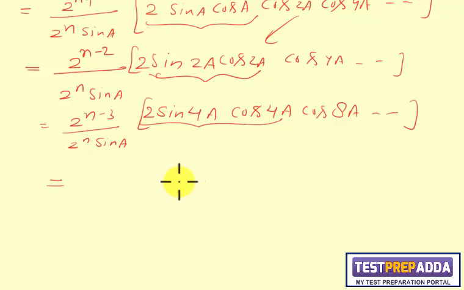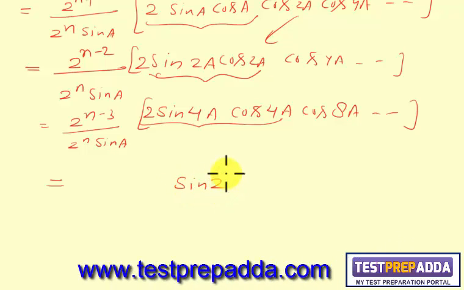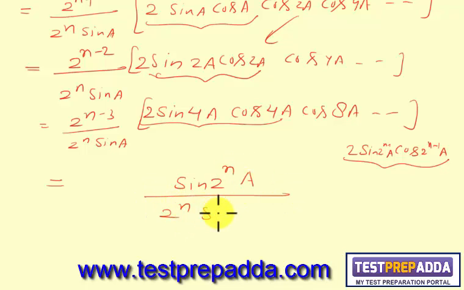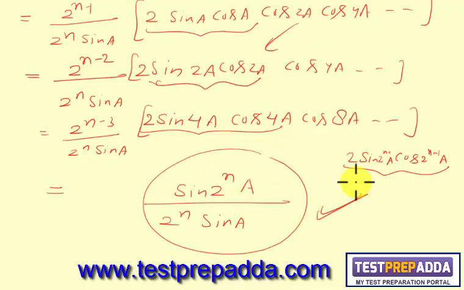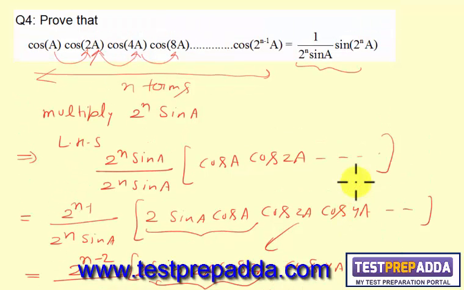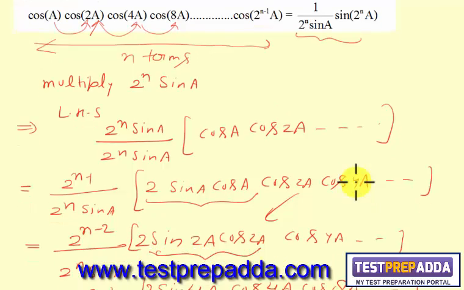In this manner, if you go on, at the end you are going to get sin 2 to the power n A. Why? Because at the end one term is cos 2 to the power n minus 1 A, and from this side you are going to get sin 2 to the power n minus 1 A and 2. Because of this, it will become sin 2 into 2 to the power n minus 1 A, so that is 2 to the power n A upon 2 to the power n sin A is already there, hence proved. You can check the result: sin 2 to the power n A upon 2 to the power n sin A.